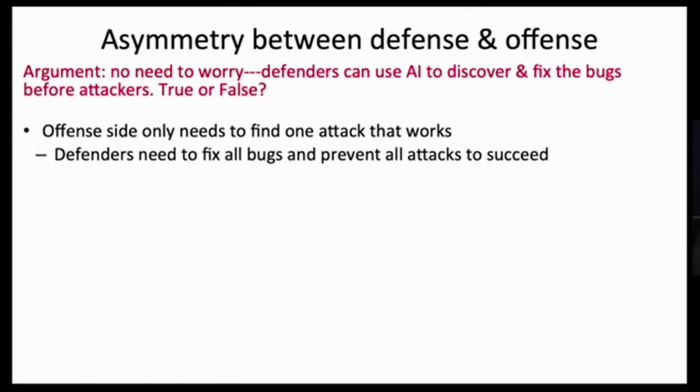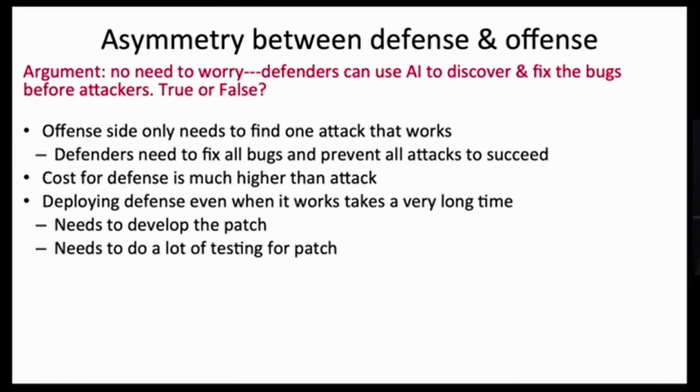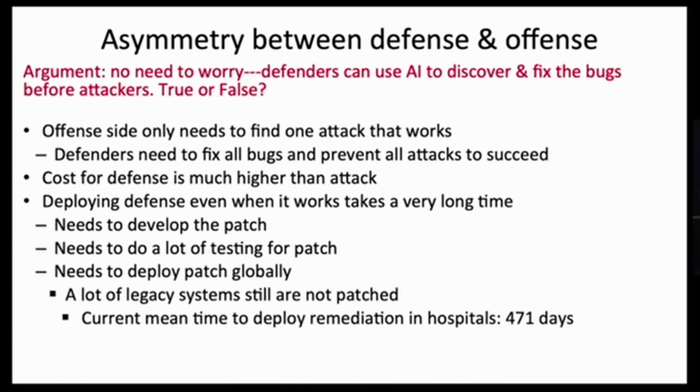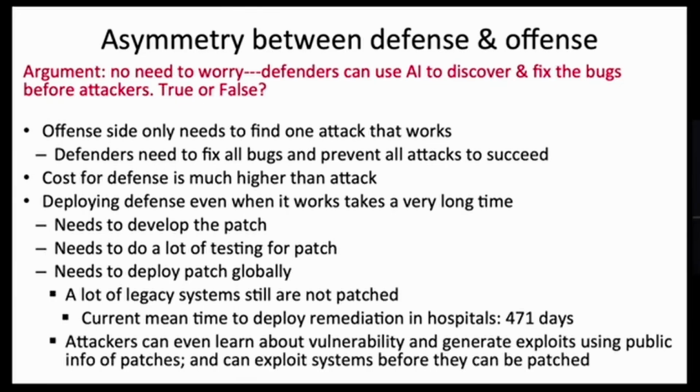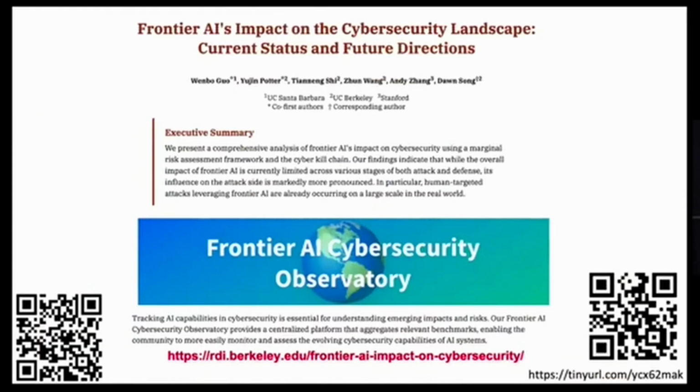And also there's a natural asymmetry between attacks and defenses that makes AI help attackers more than defenders. For example, on the offense side, you only need to find one attack that works, but for the defender, essentially you need to fix all bugs and prevent all attacks to succeed. And in our paper, we also analyze different types of these asymmetries between attacks and defense.